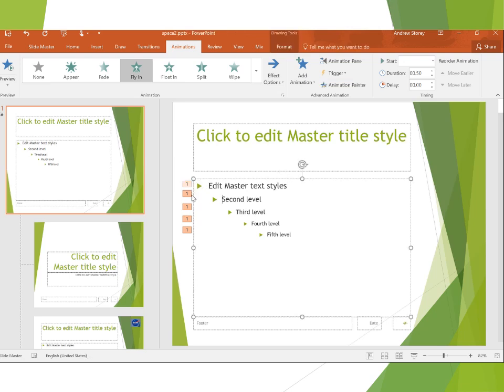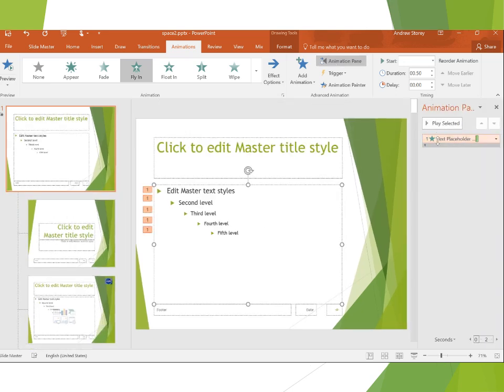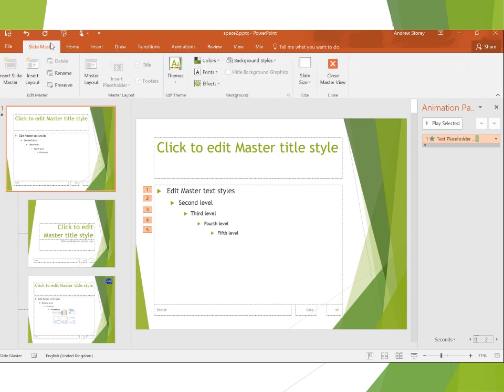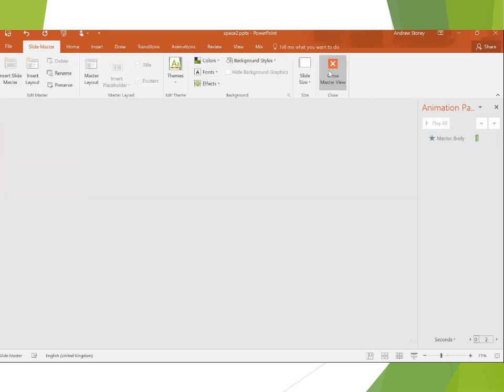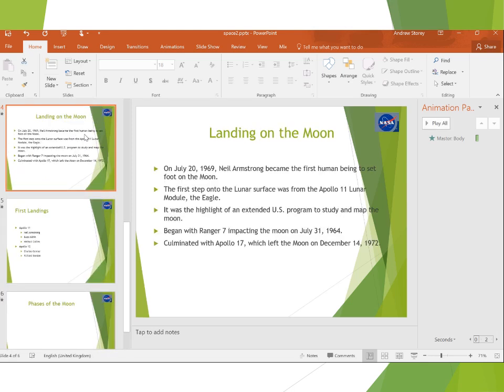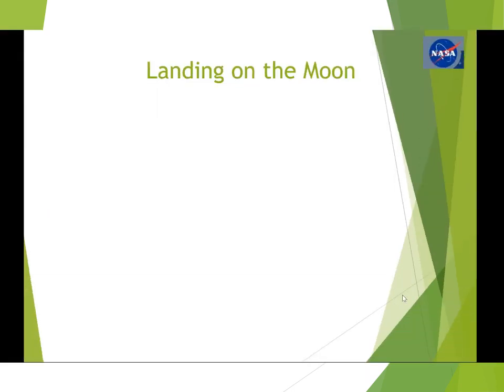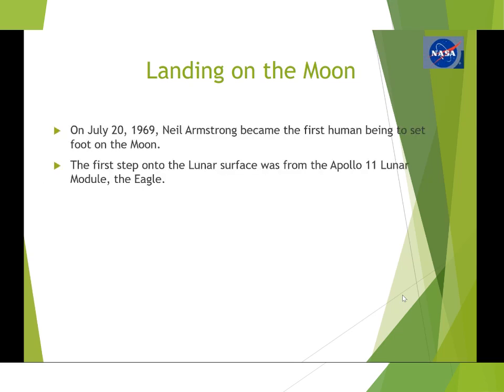We'll see that the number 1 appears here because they're going to fly in together. I quite like to go to the animation pane at this point and right click and do start on click, and you'll see that the bullet levels come in individually. We can close the slide master. There it is. And if we go to this slide here and play it, we will see that when I click the button, they fly in individually, which is great.